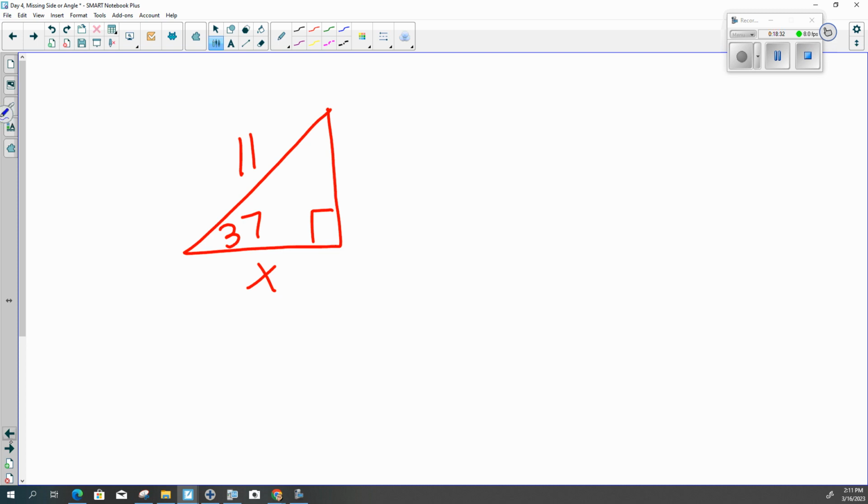Ashlyn, which side is the hypotenuse? Is it the empty side, the 11, or the x? It's the 11. If you're struggling with deciding which side is which, make sure you ask. Luke, what is the x? Is it adjacent or opposite of the 37? Yep, it's touching, so it's adjacent.